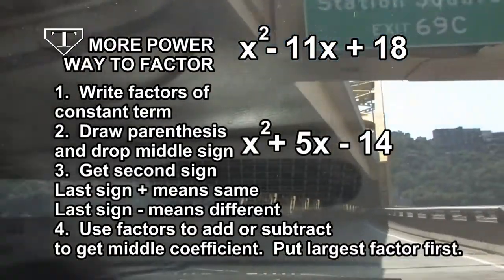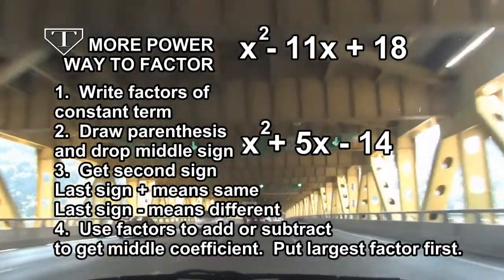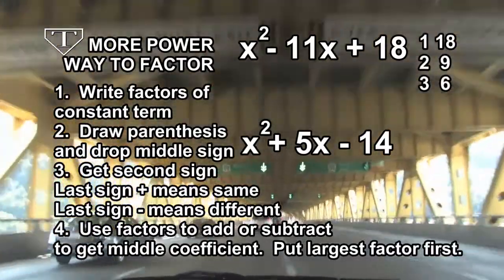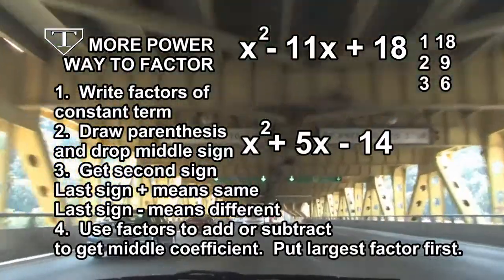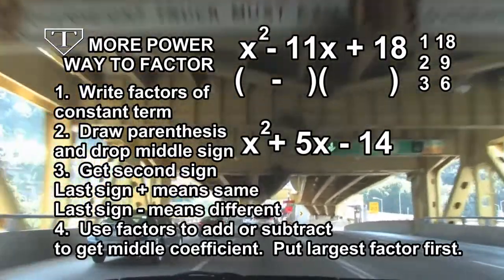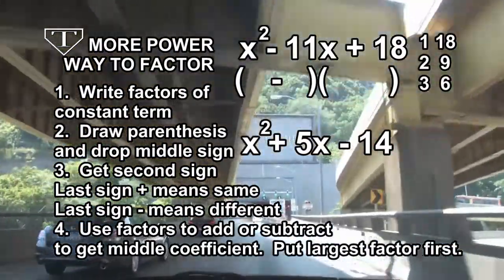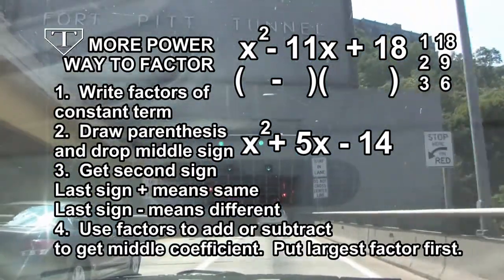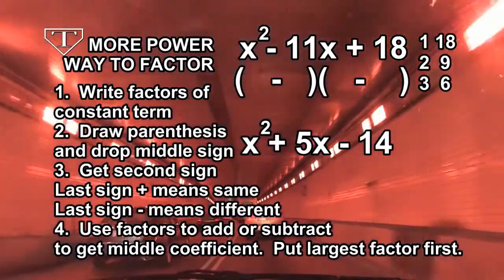Let's do x squared minus 11x plus 18. The first step is to get the factors of 18, which are 1 times 18, 2 times 9, and 3 times 6. The next step is to draw the parentheses and drop the middle sign of minus into the first parentheses. Step 3 is to use the last sign. In this problem, it's plus to get the second sign. Since our sign is positive, both signs will be minus.